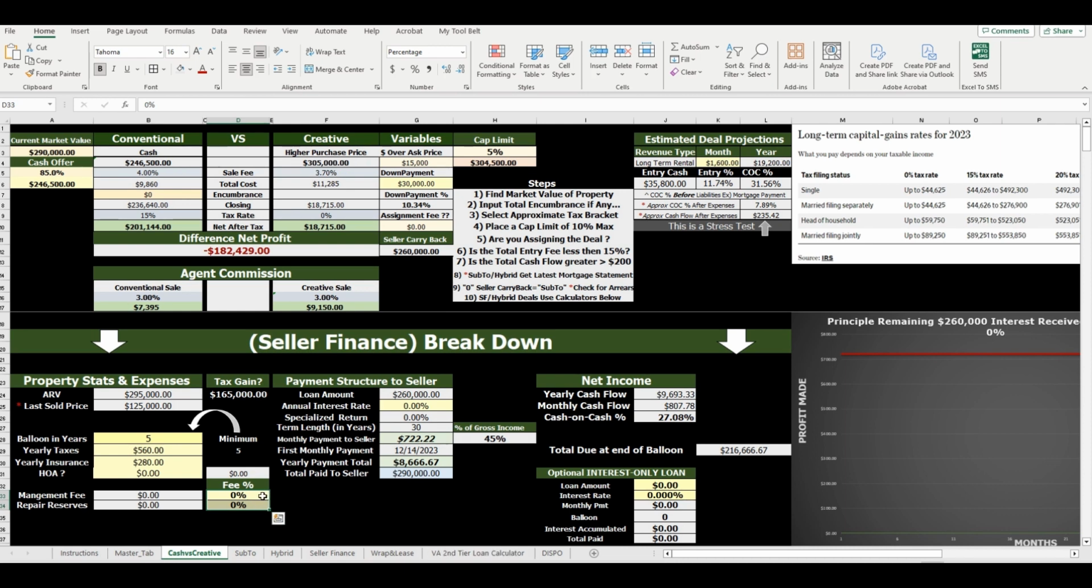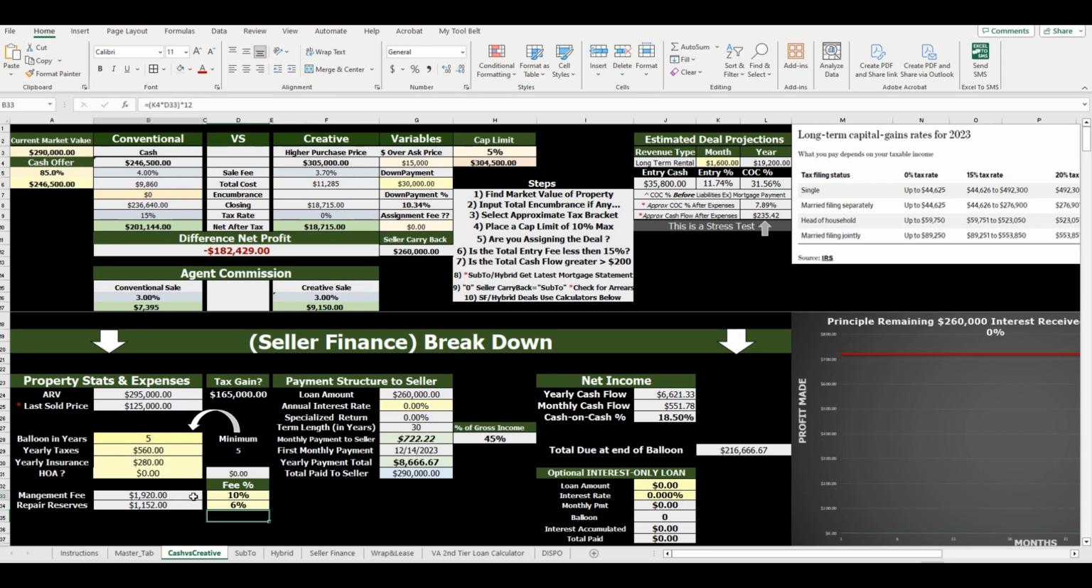Now, typical management fees are going to be ranging between 6 and 12%, and your repair reserves can range from anywhere from 5 to 10% as well. So for a management fee, let's go with the standard 10%. For repair reserves, this property is fully renovated. There is nothing to do with it. So let's put a lower amount on the repair reserves for about 6% here.